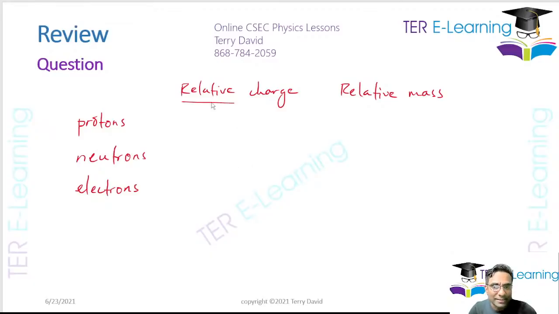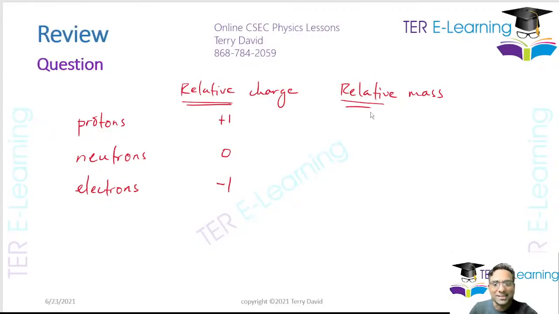Notice the word relative. If I were to ask you the relative charge of a proton, you will tell me that the relative charge is positive 1. A neutron has no charge, so the relative charge is 0. An electron has a negative charge, so it has a relative charge of -1.